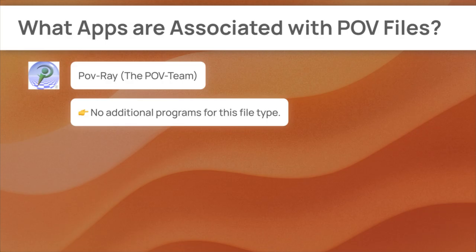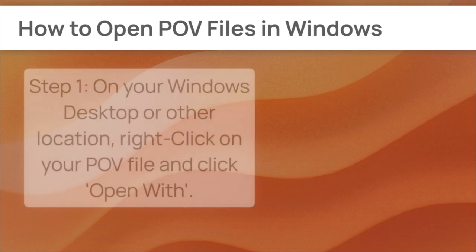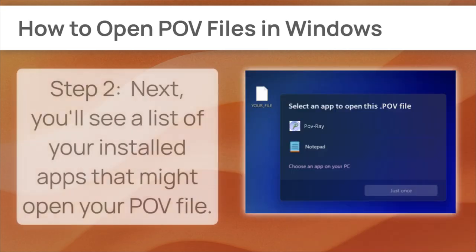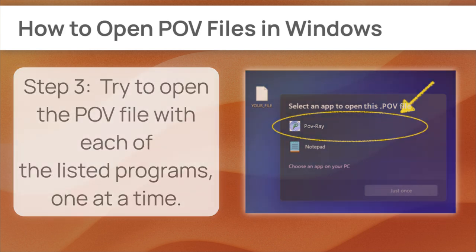Full file access relies on specialized software that can rebuild the file's index. Windows isn't designed to render complex 3D structures, so proper viewing needs specialized CAD tools. Begin the search for the correct application handler. Right-click the POV file and choose Open With. Use POV-Ray first. If it's absent, select another program. This test sequence is necessary for all stubborn file errors.